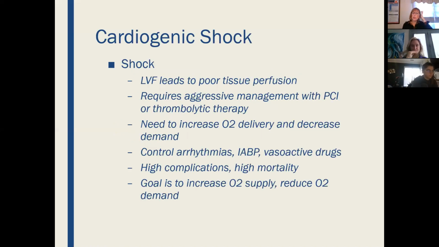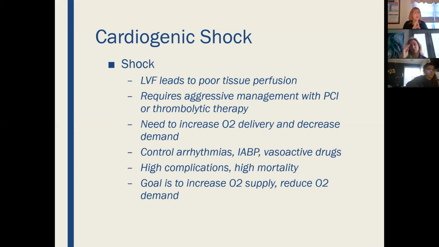All right, so cardiogenic shock. You've learned about shock states. You know how it's decreased tissue perfusion. And there are many reasons for shock: you're septic, neurogenic, hypovolemic. But this one is cardiogenic because it's the heart that's causing it.